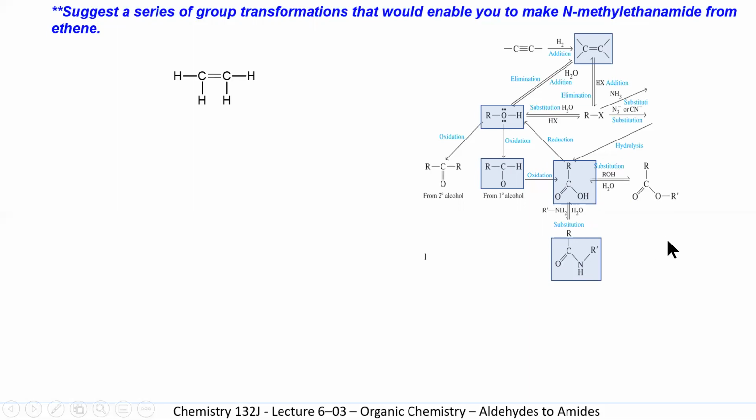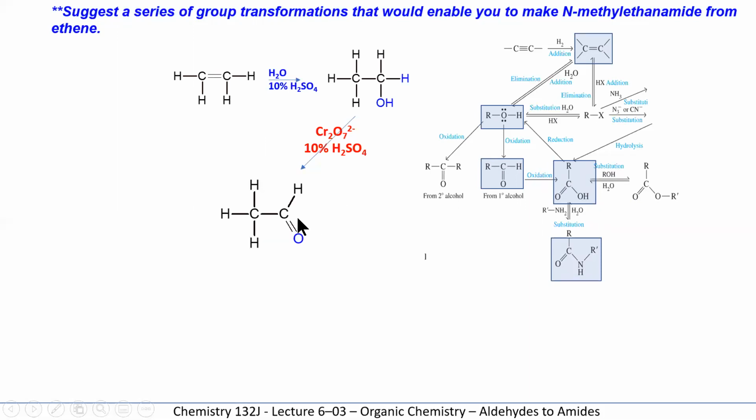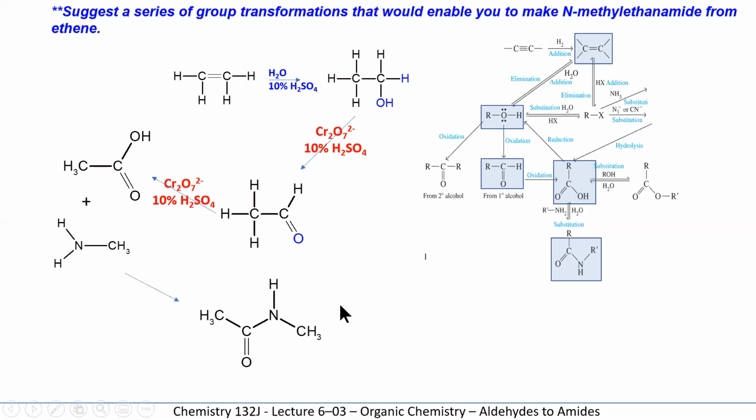make our amide. So to show you, we start with ethene by using 10% sulfuric acid. We go to ethanol when we add water, and then we're going to use an oxidizing agent like potassium dichromate and 10% sulfuric acid. We make ethanol, oxidize it further to ethanoic acid, and then we're going to add, in this case, aminomethane, and now we have it completed.